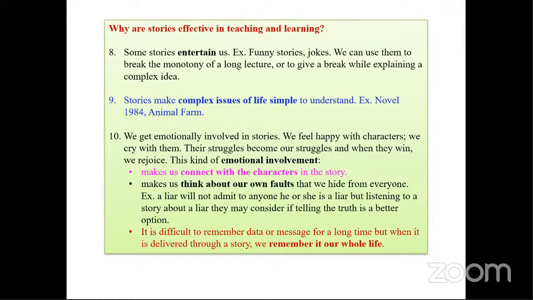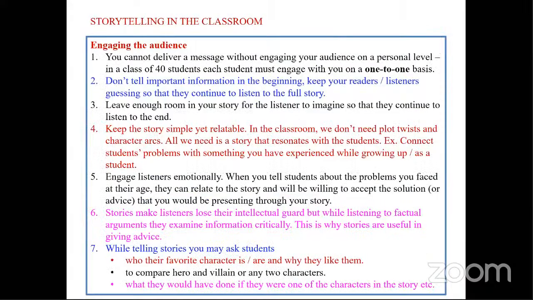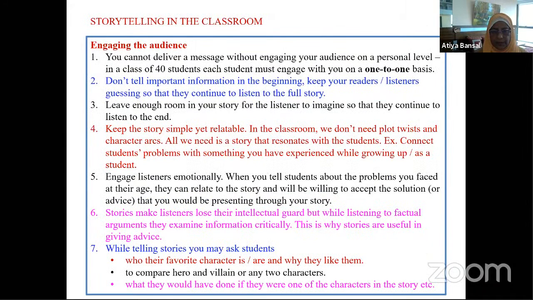No, ma'am. No? Okay. So storytelling in the classroom. Main point is to engage. If we cannot engage our audience, students, listeners, you cannot tell the whole story. So right in the beginning, we have to engage them from the beginning to the end. How can we do this?